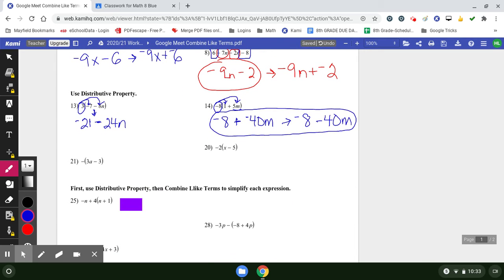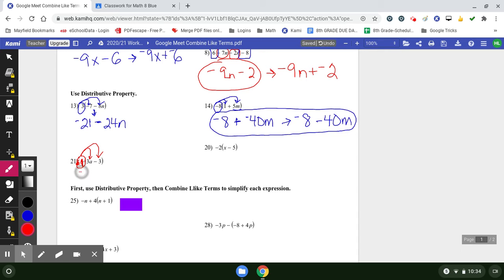So let's look at number 21. Now for 21, there's a negative sign in the front. And if there's nothing out there with the negative sign, it means that it is -1. So we've got a -1 out there. So I'm distributing -1 to both of these.